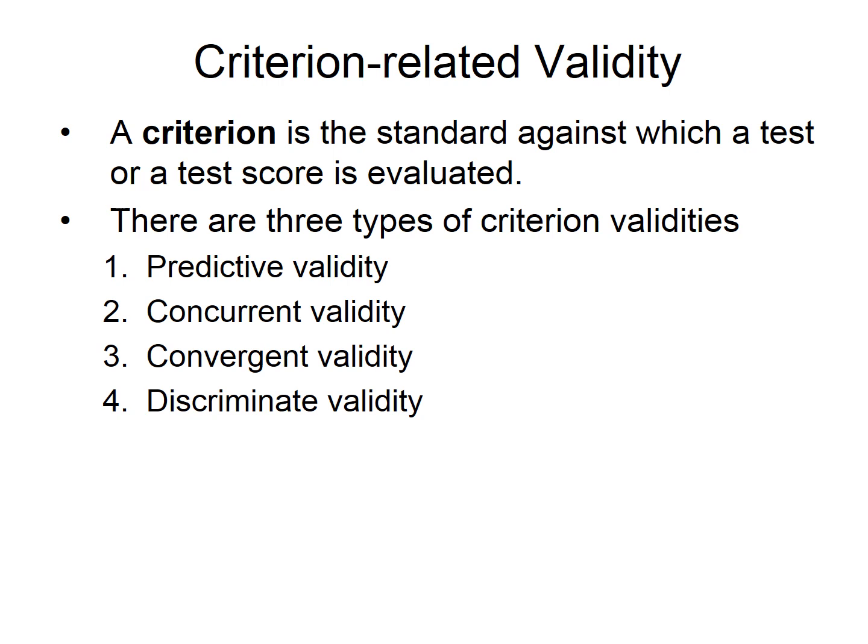The more we find this evidence, the better. Ideally, we'd want to use all of them. We'd want to do a predictive validity study, a concurrent validity study, a convergent validity study, and a discriminant validity study. And as all of these show patterns that indicate we're measuring the right construct, we have a stronger and stronger argument that we actually have validity.